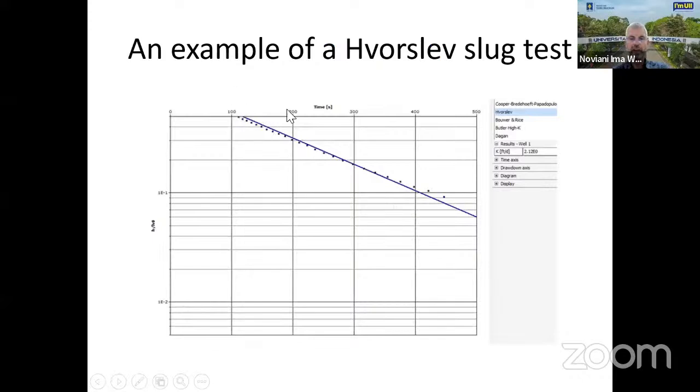So this would be an example of how slug test data could be analyzed. Again, we have time here, and again this is drawdown. But in this case, we're using a log, and that makes it a straight line. The slope of the straight line allows you to calculate the aquifer parameters. Again, I won't go into much more detail. This is something that usually requires an additional class, just focusing on this type of aquifer test evaluation.